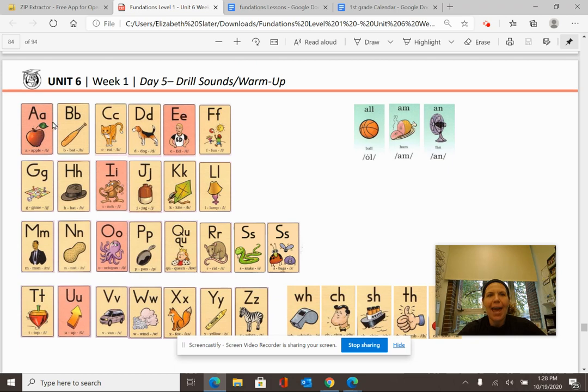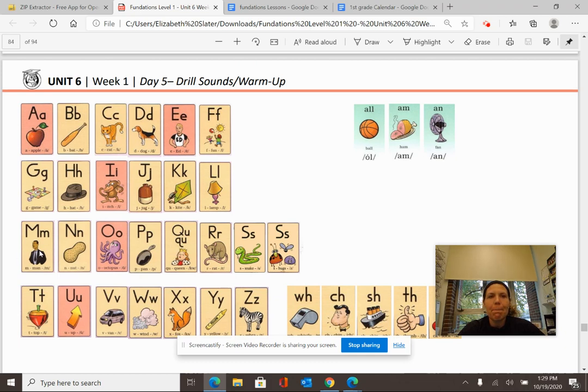A, apple, A. B, bat, B. C, cat, K. D, dog, D. E, ed, E. F, fun, F. G, game, G. H, hat, H. I, itch, I. J, jug, J. K, kite, K. L, lamp, L.